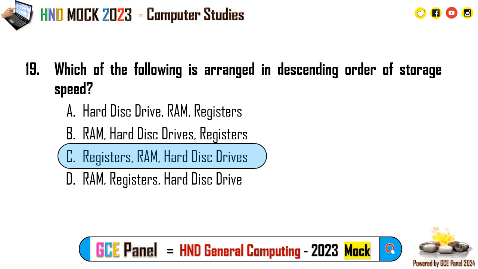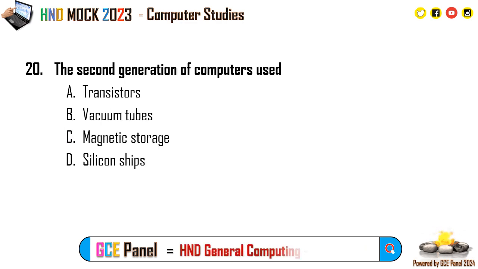The last question for section A, question 20, reads: the second generation of computers use dash. So everybody knows this one, okay? Second generations use transistors. We know very well that the first generation used vacuum tubes, right? So this brings us to the end of section A, which is 20 MCQs.